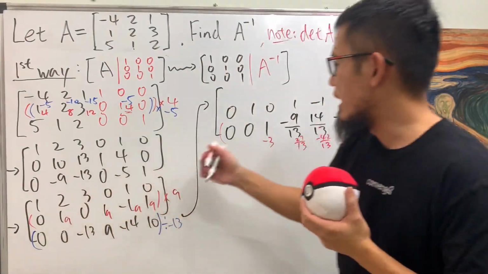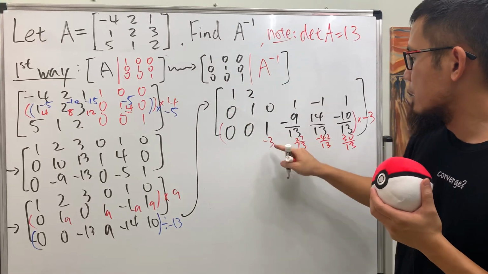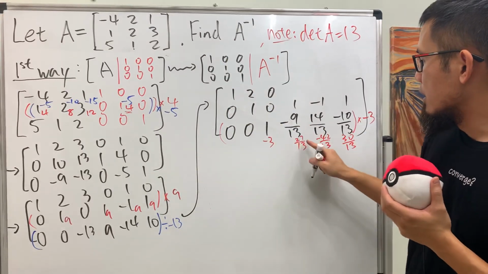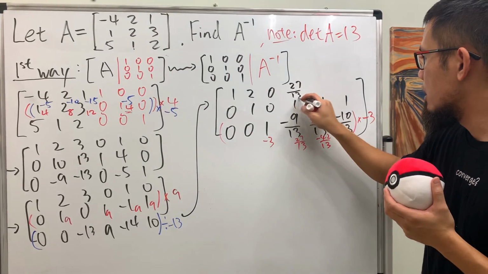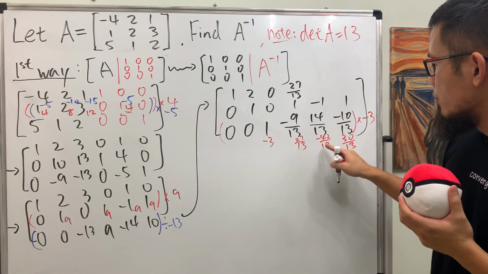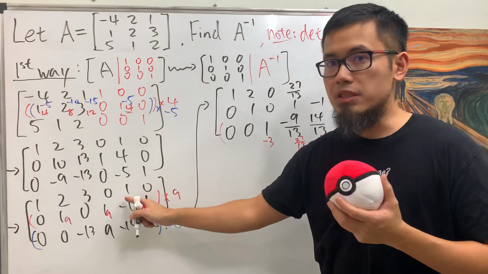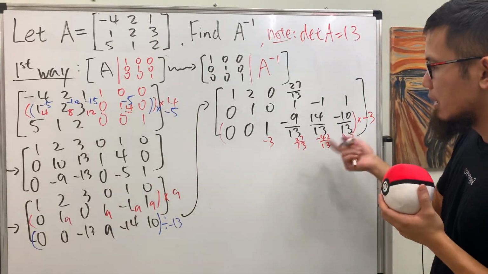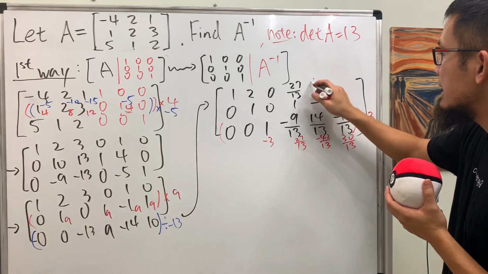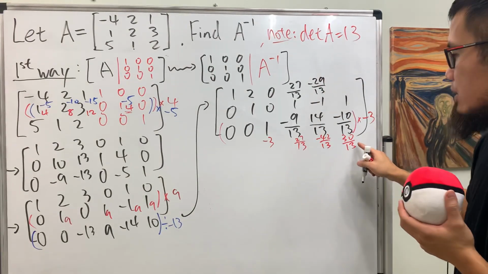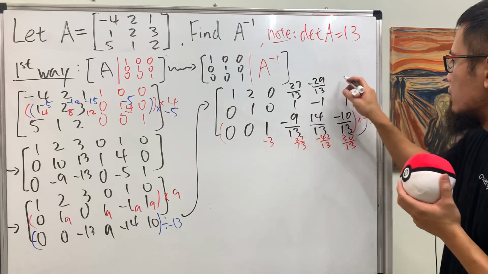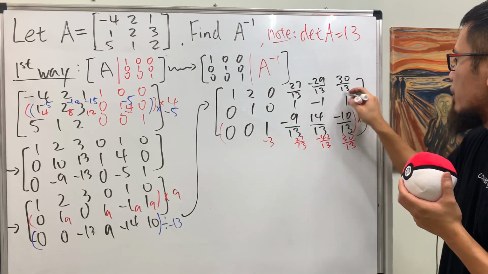The 1 and 2 will stay, so let me just write that down. -3 and 3 is 0. 27 over 13 plus 0, so that's right here. -42 over 13 plus 1, namely 13 over 13. -42 plus 13 is -29, and then still over 13. And then lastly, we have the 30 over 13 and then 0, so it just stays the same right here.